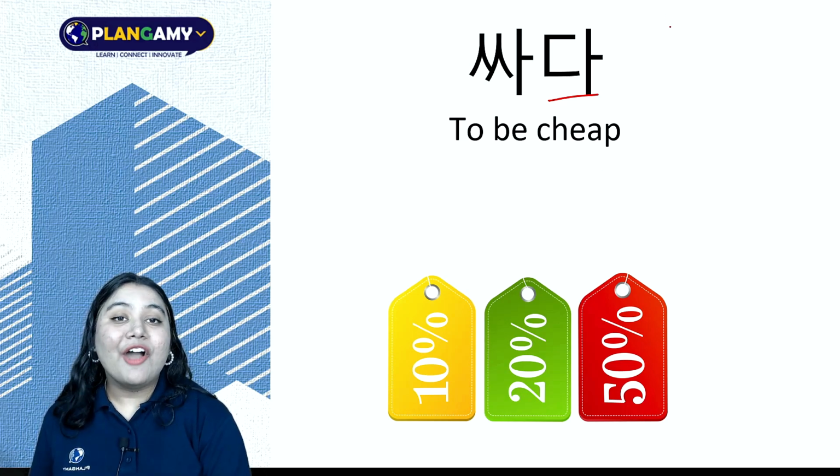We have done 아요, 어요, 해요, so 싸다 will become 싸요. So 사과는 싸요. The apple is cheap.